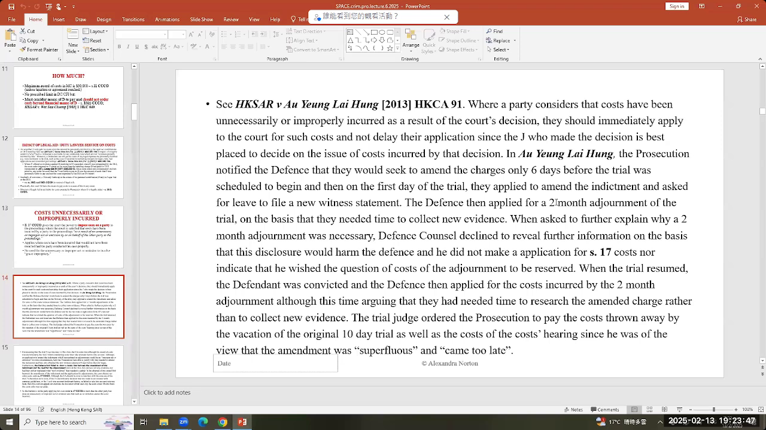An example of this case is the case of Ao Yang Lai Hung, in which the prosecution had applied for an adjournment to amend the charge. The prosecution had applied to amend the charge. The defense then asked for an adjournment, and the reason was that they wanted to investigate new evidence. And then when the case came back to court, they didn't actually produce any new evidence. And then on the cost application, they argued that they needed time to research the amended charge.